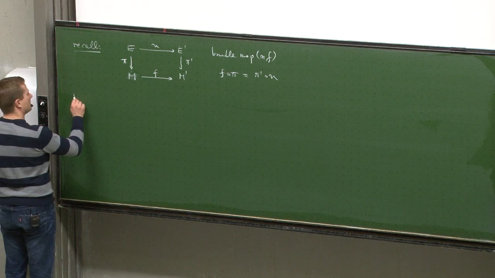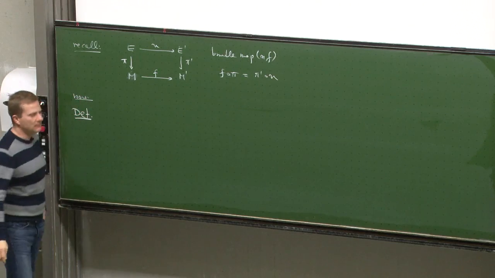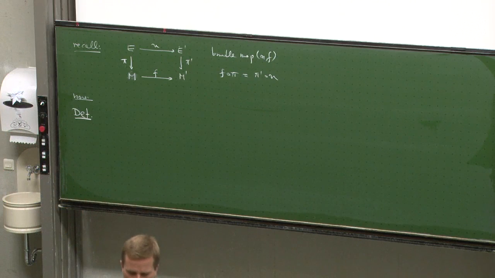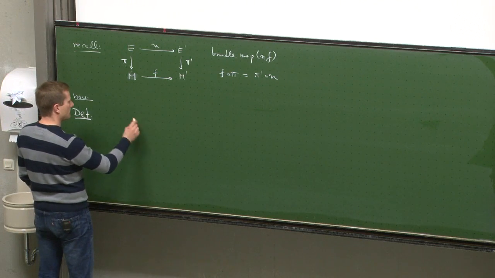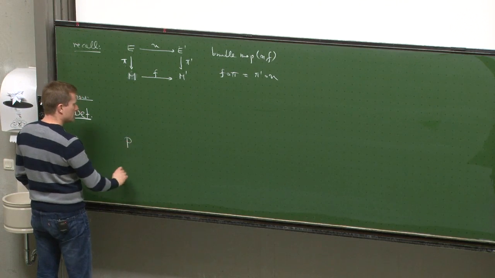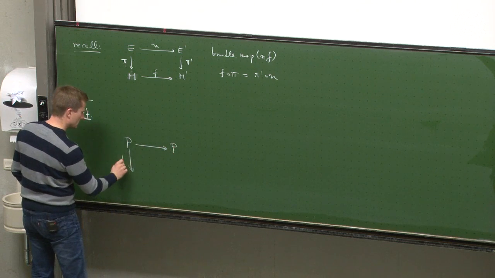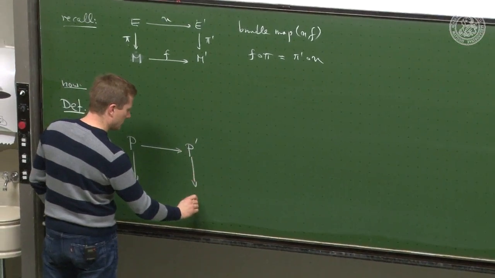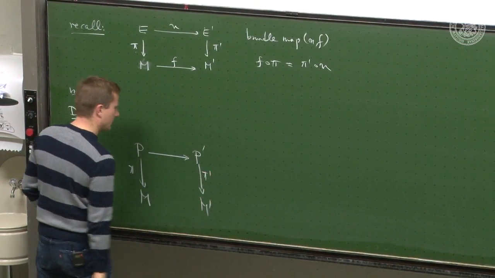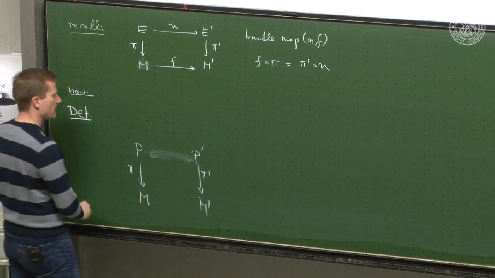Now, we want to define the notion of a principal bundle map, and a principal bundle certainly is a bundle, but it has additional structure that we've got to take into account. So I start a little lower here. If we have a principal bundle P, so first here the left-hand side, P down to M, and another principal bundle P prime down to M prime here. We have two principal bundles.